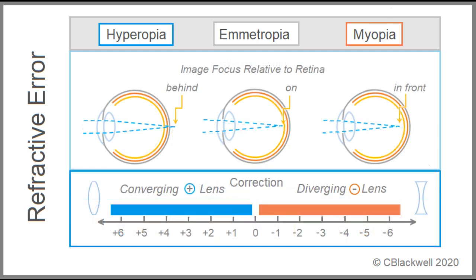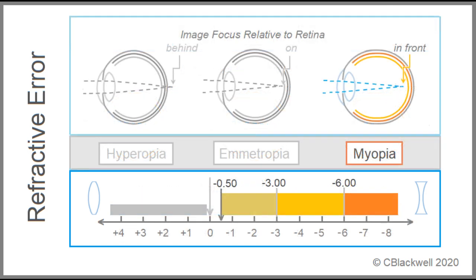Correction is measured in diopters shown on the number line. Hyperopia correction is in plus numbers, here to the left of 0. Myopia correction is in minus numbers, to the right of 0. Regarding myopia, some studies specify that myopia formally starts at a spherical equivalent of minus 0.5 diopters. Others go to minus 0.75 diopters.